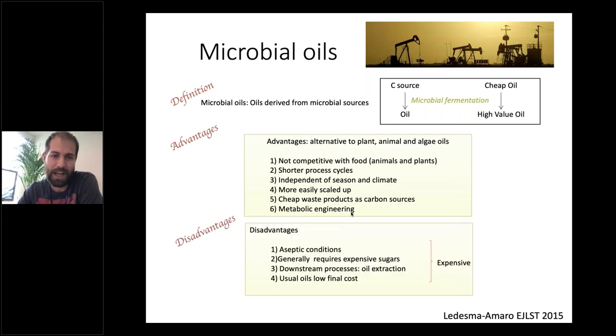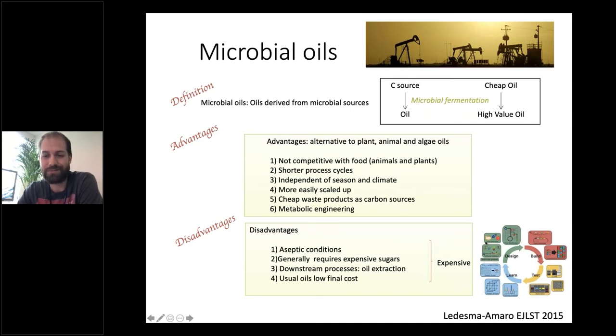However, there are also some disadvantages with microbial oils. They need aseptic conditions, so these microbes are prone to contamination. They sometimes require expensive substrates, normally sugars. Then the oil needs to be extracted from the cell, which can be an expensive process. Basically, it's easy to produce oil, but it's not so easy to produce high value oil. Luckily, in the past couple of decades, we've been developing the field of synthetic biology that allows us to engineer these organisms to fight these disadvantages and make them more feasible when we move them to industry.